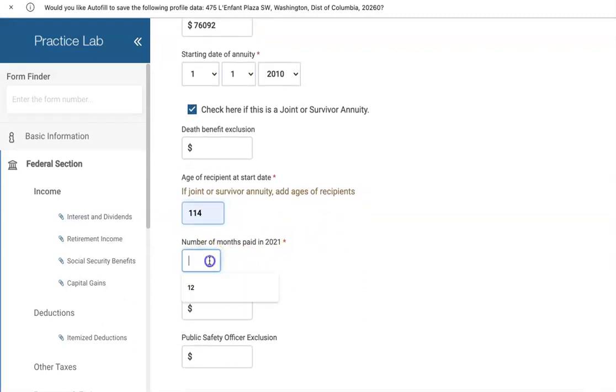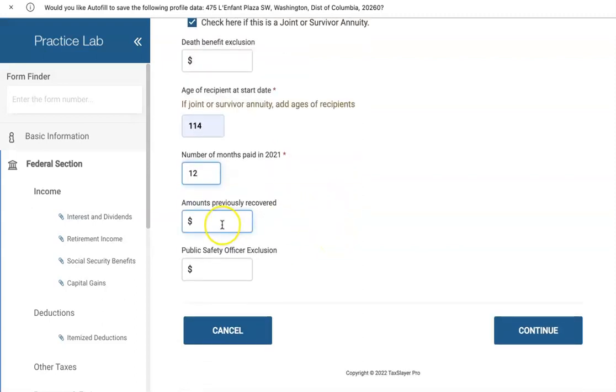This was paid for 12 months during 2021. The amounts previously recovered is not a required entry. What is being asked here is the reductions, the difference between box 1 and 2A in the previous years. Again, not required, so we click Continue.